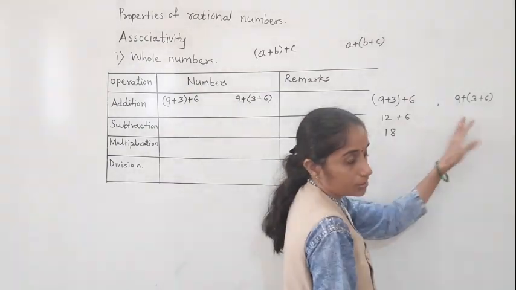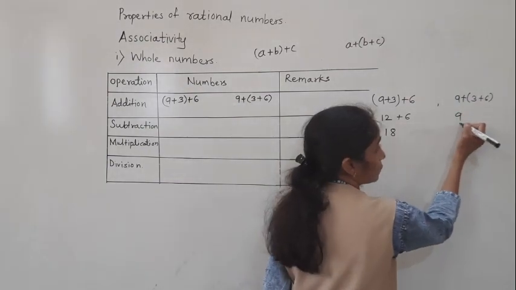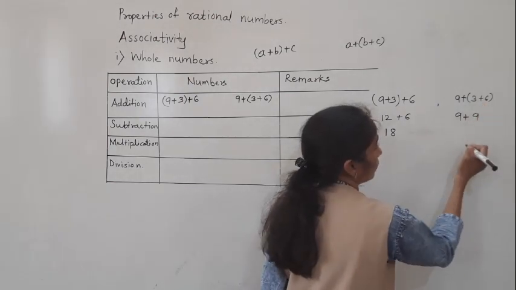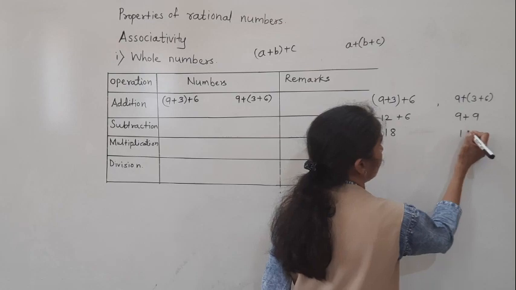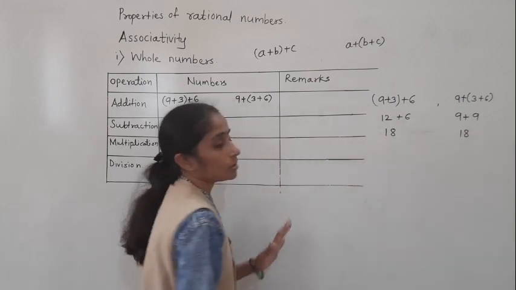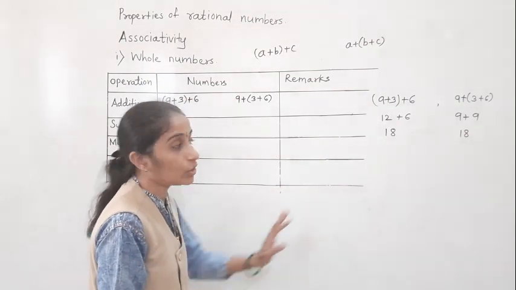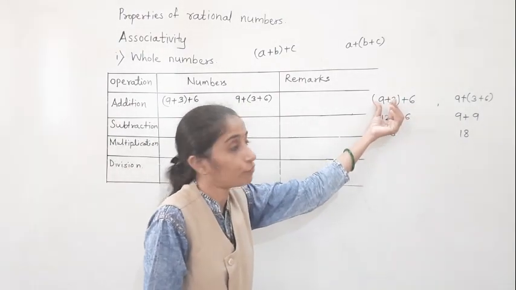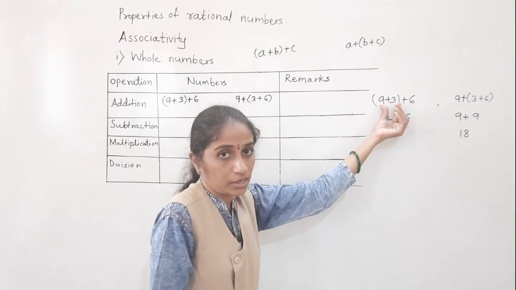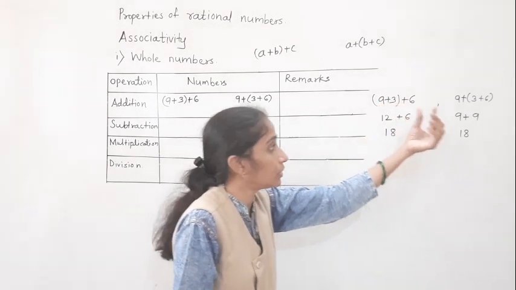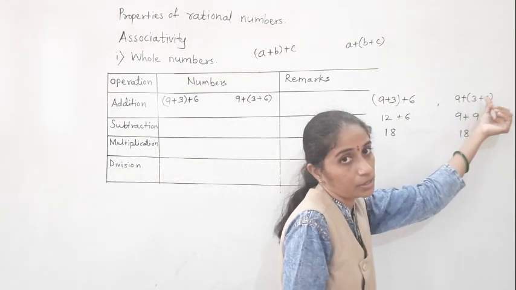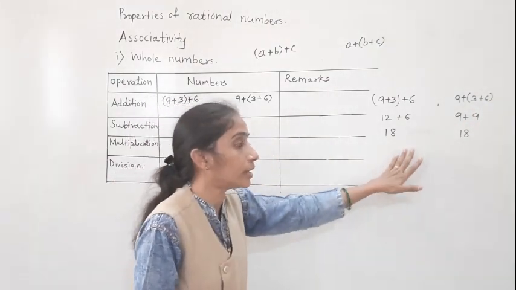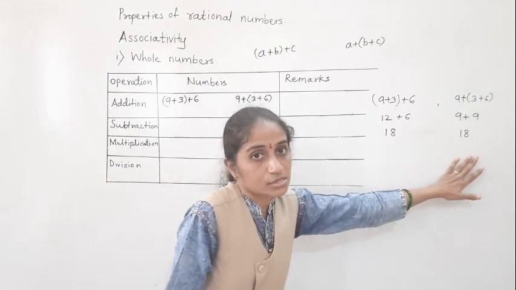Now here we'll solve this. First we'll solve the bracket. So 9 as it is, plus (3 + 6), which is 9. 9 + 9 is 18. So are both of them equal or not? Even though we changed the grouping, see, here we formed the group of A + B in the bracket, and here B + C in the bracket, when we add them, we got the same answer.